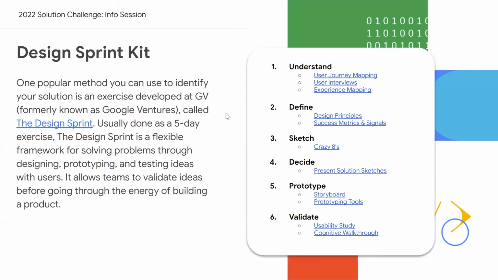A great way to come up with your solution based on your chosen SDG is by conducting a design sprint. This is usually completed within a 5-day exercise, and it'll help you design, prototype, as well as test your ideas. Take a look at all the hyperlinked pages on the right to obtain more information on how you can design sprint. Also, these resources are directly from Google, and so they're quite informative as well as extremely helpful. And we would highly recommend that you all follow this process for identifying your solution as well as creating your projects.